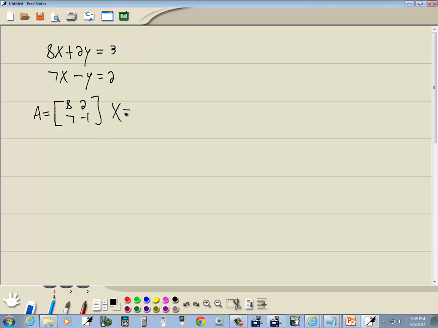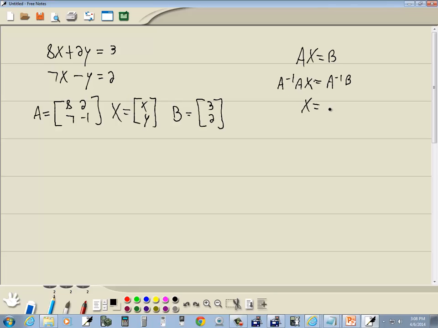If I were to put an X matrix, that's uppercase X, that's my variables, so that'd be X and Y. And B, some books write this as lowercase, but I'll write it as uppercase. B would be 3, 2. Now, a matrix is just a rectangular array of numbers. We have AX equals B. If we multiply both sides by the inverse of A, you don't need to worry overly about that, then the inverse of A times A cancels and leaves us X equals inverse of A times B. This is the important part to remember.